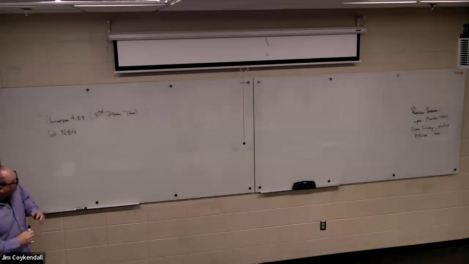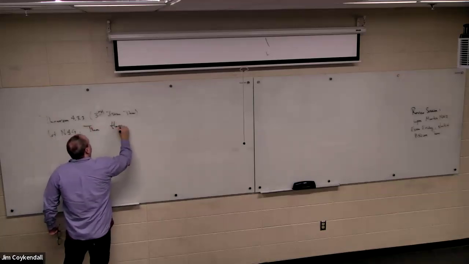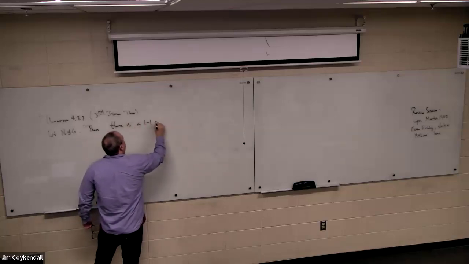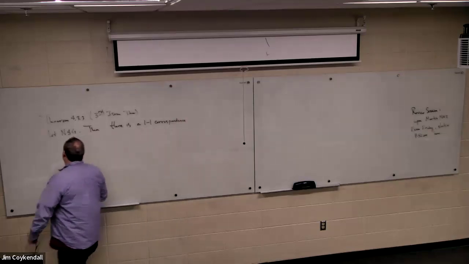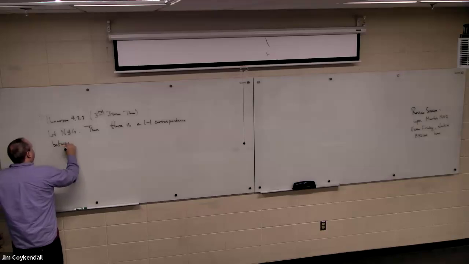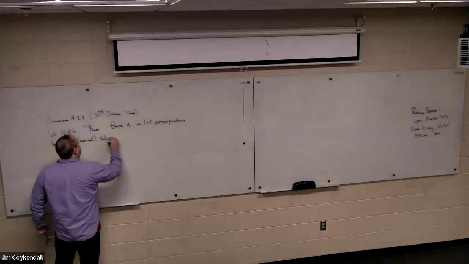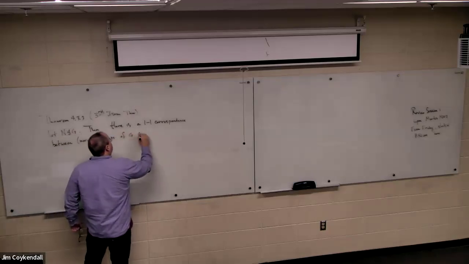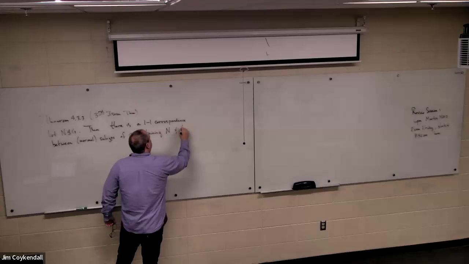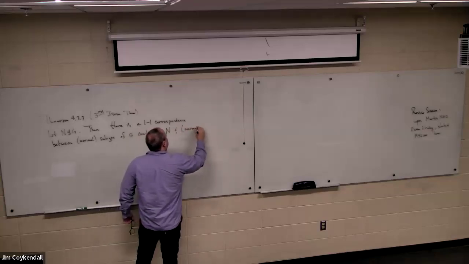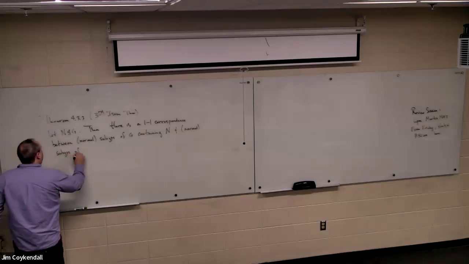Then there's a one-to-one correspondence between normal subgroups of G containing N and normal subgroups of G mod N.